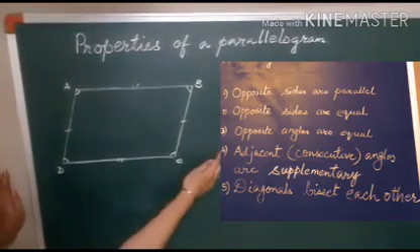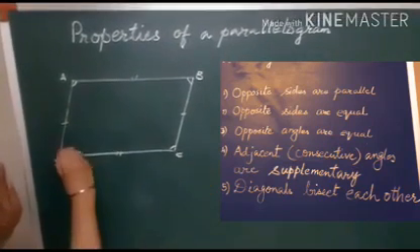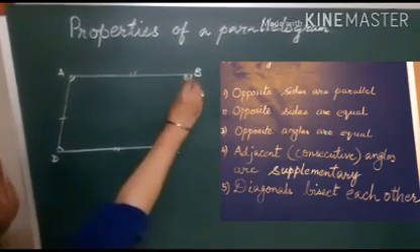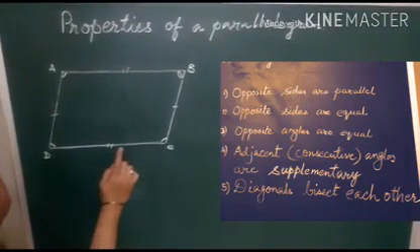The third property is about the angles. Opposite angles, angle D and angle B, are opposite angles and they are equal.